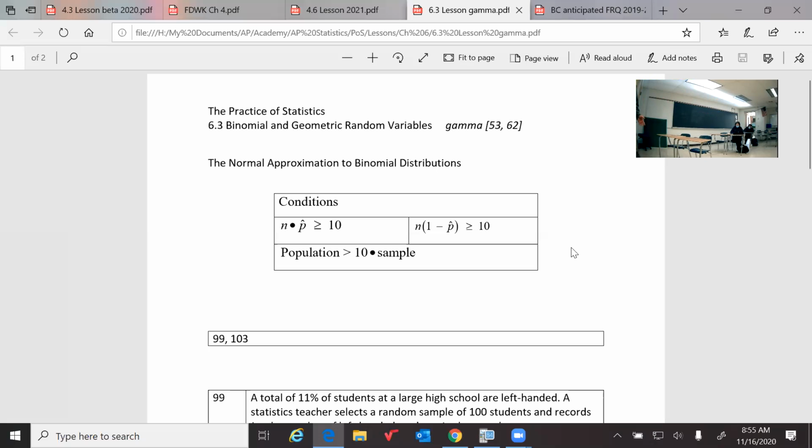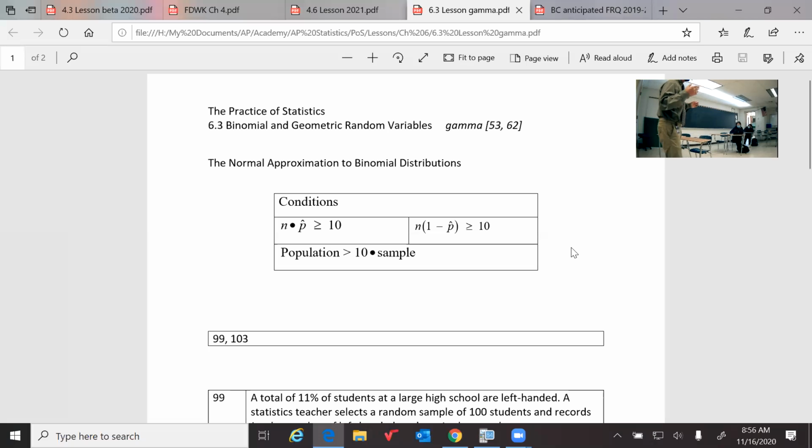So the second one, N's 20, proportion's 8/10. Well, 20 times 8/10 is 16. That's bigger than 10. But 20 times 2/10 is less than 10. So that fails the condition. You get to the third one, the sample size is 50. 50 times 8/10 is 40. 50 times 2/10 is 10. And you can see how the picture on the right, which is the minimum sample size to meet the condition, fits the curve the best.